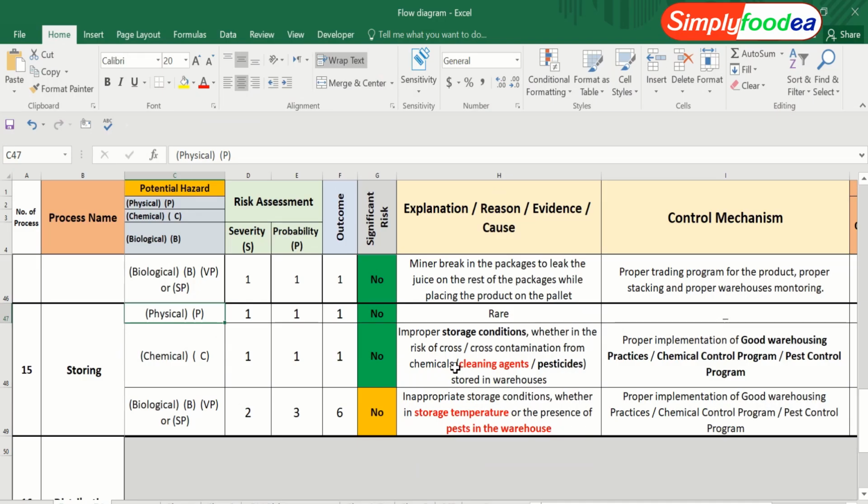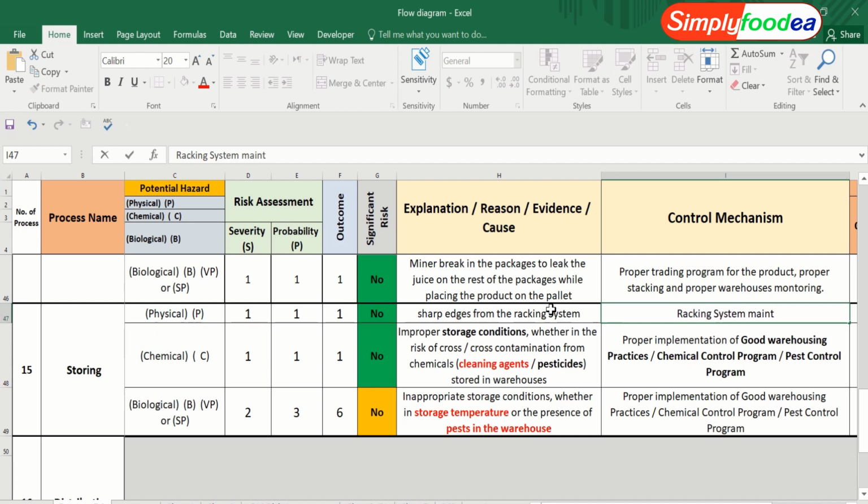We can also add it here about the physical hazard and the chemical hazard. So why not? Let me put it here also about the sharp edges from the racking system, and the control is the racking system maintenance follow-up.